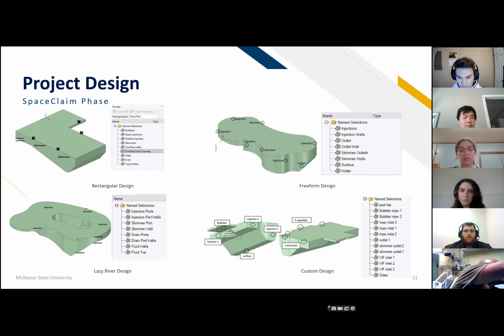So if you look at these pictures, you'll get an idea for each style pool of where the injection points, the skimmers, and the outflows were installed in the pools. And if you look at the pictures next to the pools, you'll see that these injection points and skimmers were all labeled to their respective section in the name selection.